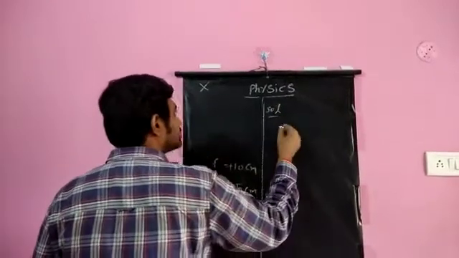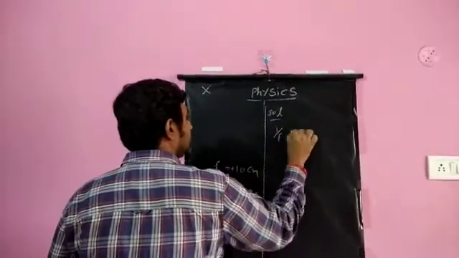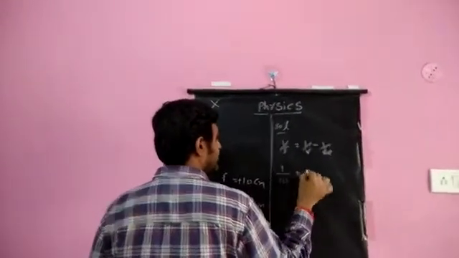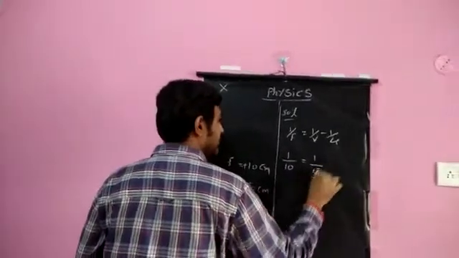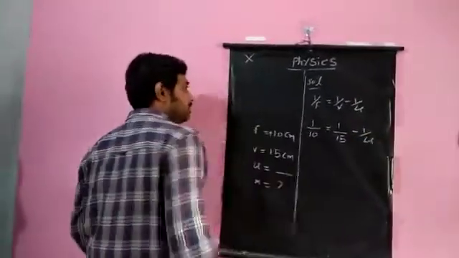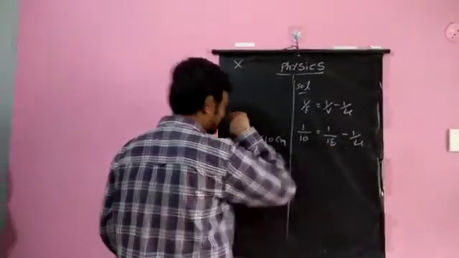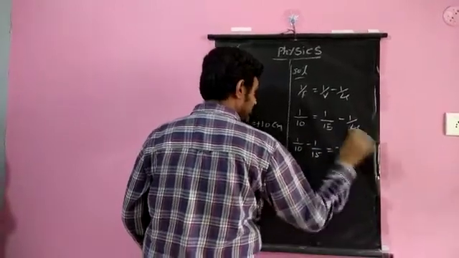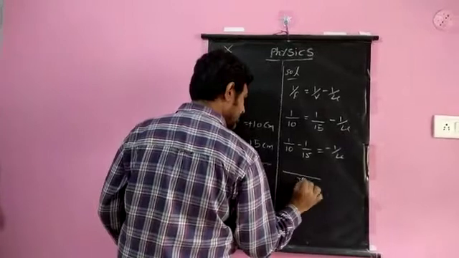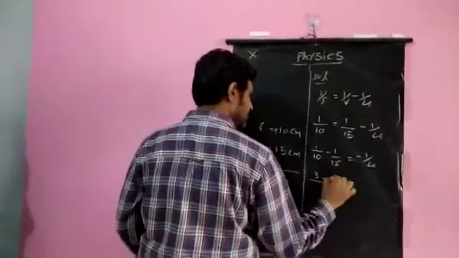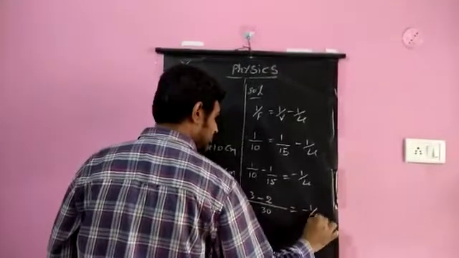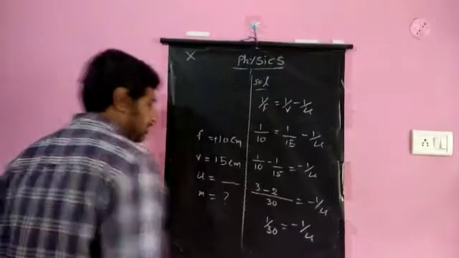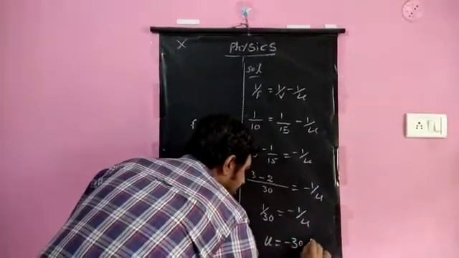Since it's a lens question, we have to apply the lens formula. It is 1 by f equals 1 by v minus 1 by u. Putting the values, 1 by f equals 1 by 10, that equals 1 by v, given as 15, minus 1 by u. So we need to find the value of u. Make u the subject and send this 15 to the other side. You will get 1 by 10 minus 1 by 15 equals minus 1 by u. The LCM of 15 and 10 is 30. Dividing, 10 goes 3 times, minus 15 goes 2 times, so 3 minus 2 we will be getting 1 by 30 equals minus 1 by u. Taking the reciprocal on both sides, we will get u as minus 30 centimeters.